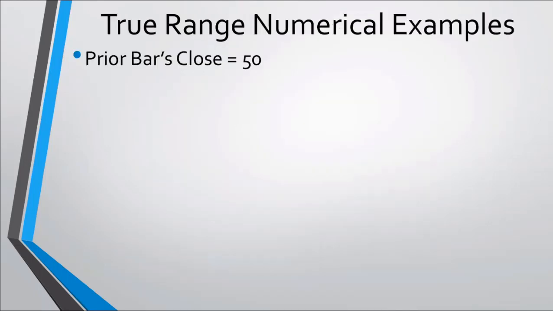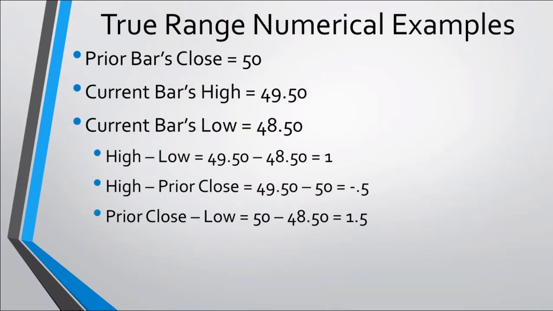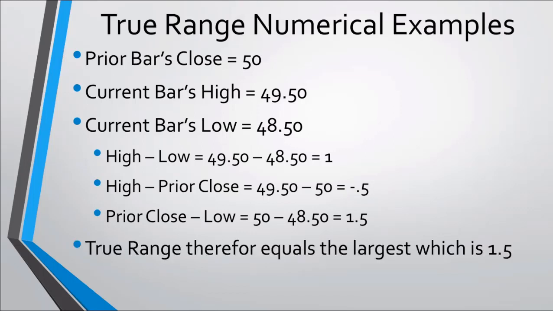So the prior bar's close in this example is 50. The current bar's high is 49.50. The current bar's low is 48.50. So the high minus the low is still that 1, 49.50 minus 48.50. The high minus the prior close is 49.50 minus 50, which equals negative 0.5. And the prior close minus the low is 50 minus 48.50, which equals 1.5. The true range, therefore, equals the largest, which is 1.5.